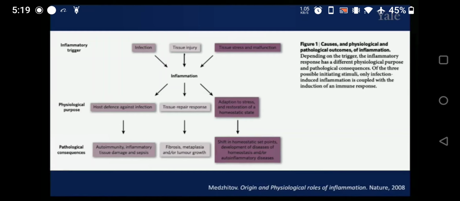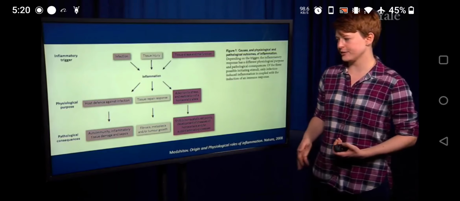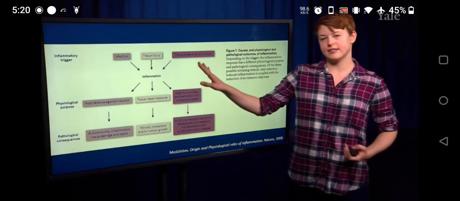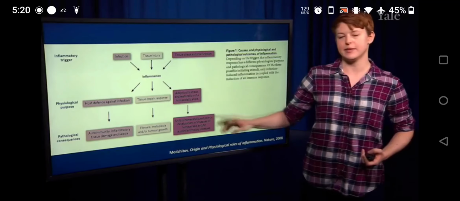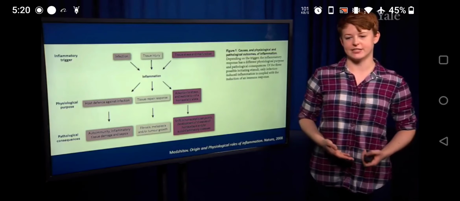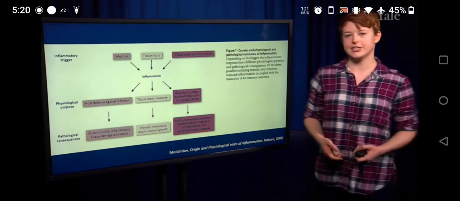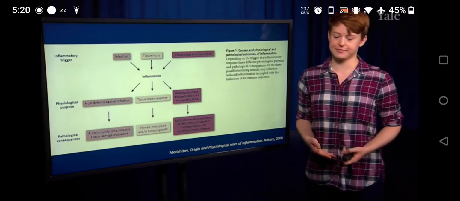Finally, we have tissue stress and malfunction. So this would be an example such as a tissue that is in an environment at the wrong temperature or without enough oxygen to function. And this is going to cause some damage. So the inflammatory response here to the tissue stress is going to be to try and adapt to that stress and return to the homeostatic state.